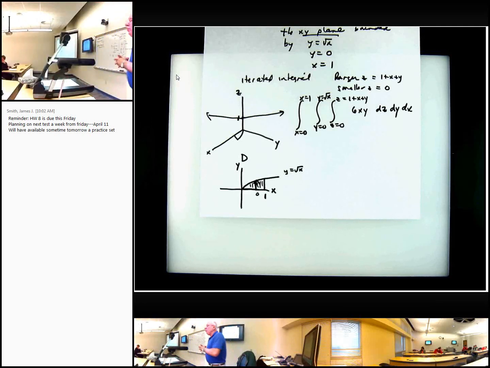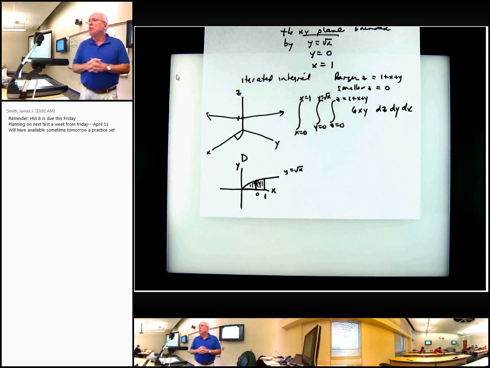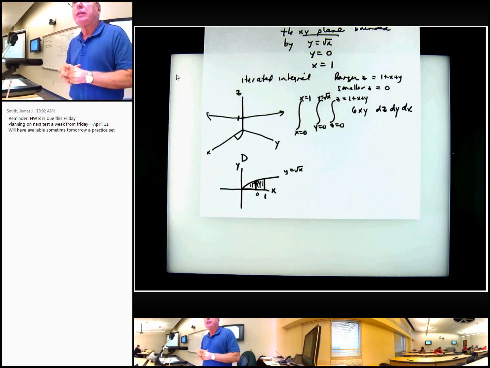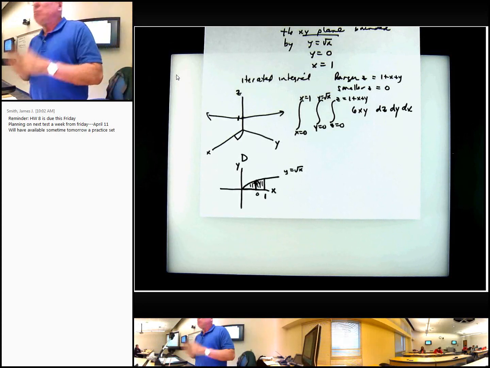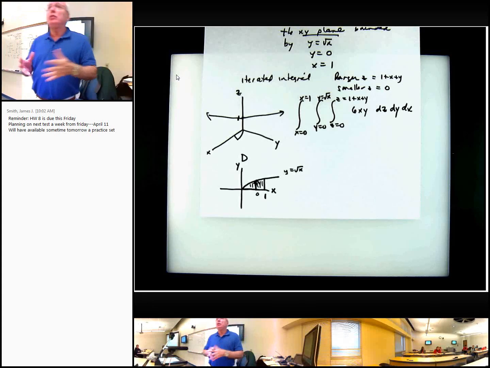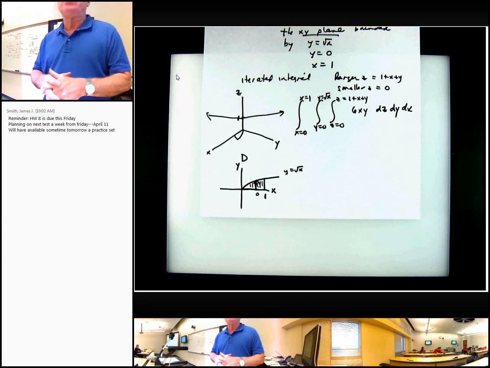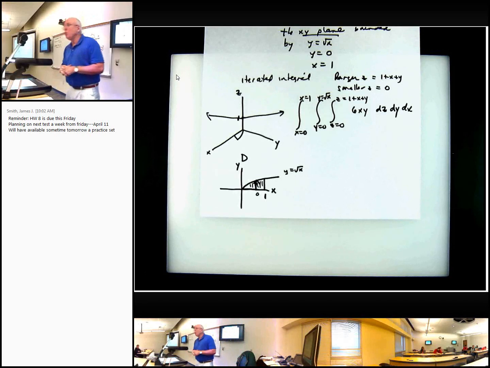Well, you're running into a possibility of error if you don't do some kind of sketch. Let's put it that way. But if you set it up correctly, that's fine with me. But I'm encouraging you to sketch something so that you don't make a mistake.